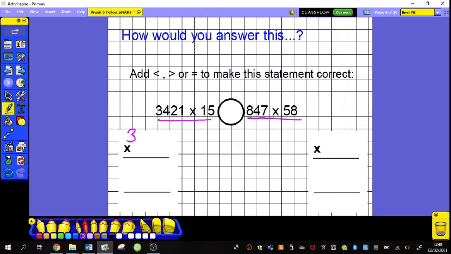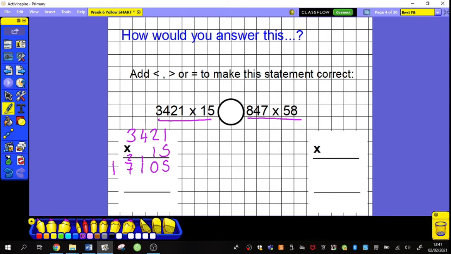And then I can see which one's bigger or if they are the same. So I'm going to set up my column method there. First thing I need to do is start with my 5 and multiply 5 by everything on the top. So 5 times 1 is 5, 5 times 2 is 10, I'm going to carry that 1 on top. 5 times 4 is 20, add that 1 is 21, I'm going to carry the 2 on top. 5 times 3 is 15, add that 2, 17, and because I've got nothing else to do, I'm not going to carry it on top, I'm just going to put it next to it.